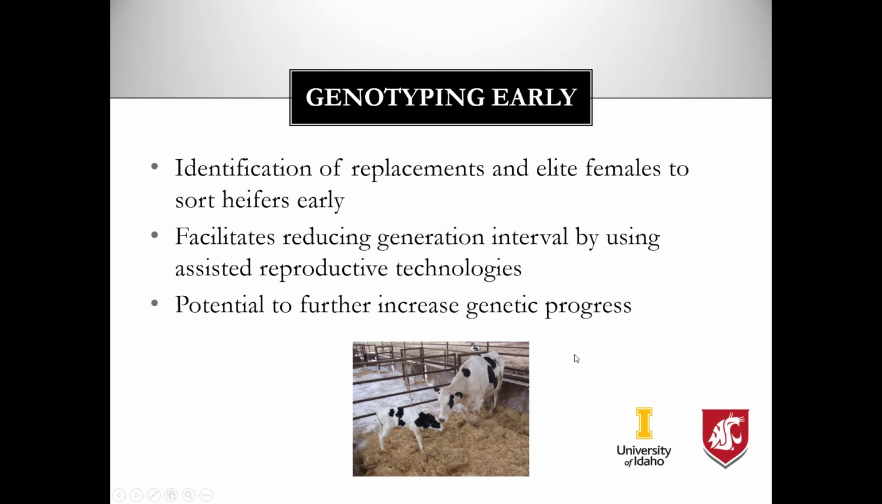We might genotype early if we identify replacements and elite females and sort them accordingly. If you're going to manage those individuals differently at an early age, this might be a time that you would want to genotype early. This will also facilitate reducing the generation interval by using assisted reproductive technologies. The generation interval is the average age of the cow when her offspring are born. And so as you shorten that generation interval, you typically will make greater genetic progress as that interval is reduced.